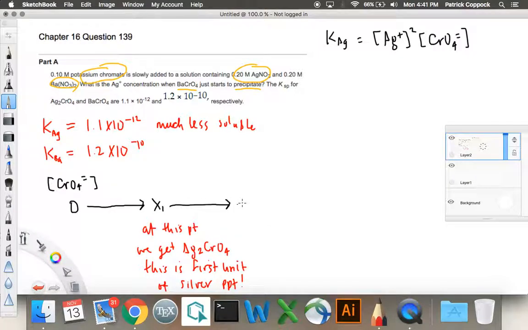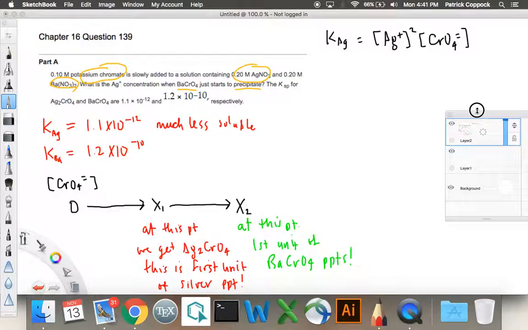At some point, the concentration gets high enough to precipitate barium. So let's go with a different color. Can you read that? At this point, the first unit of barium chromate precipitates. So what is that point? We're going to solve this problem separately. A couple different things here.